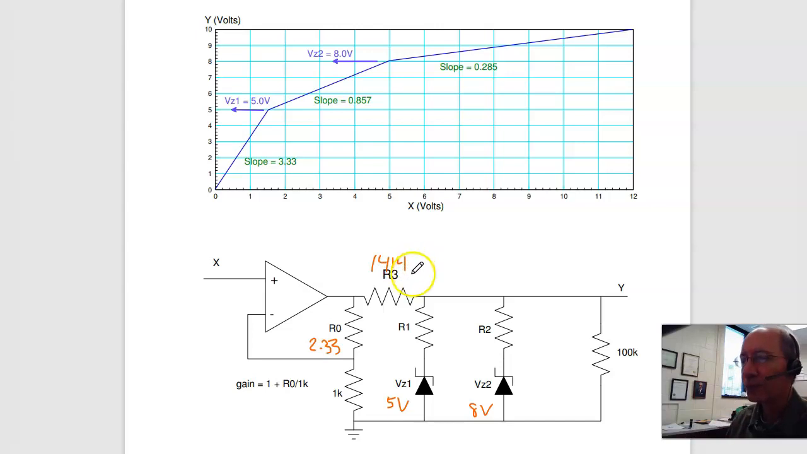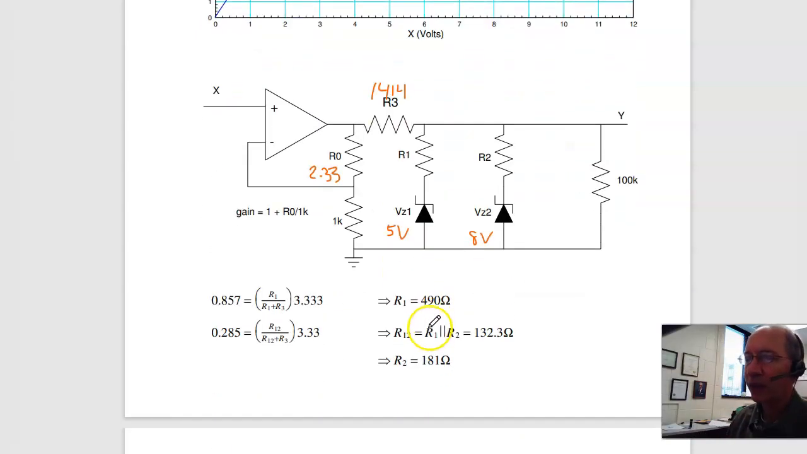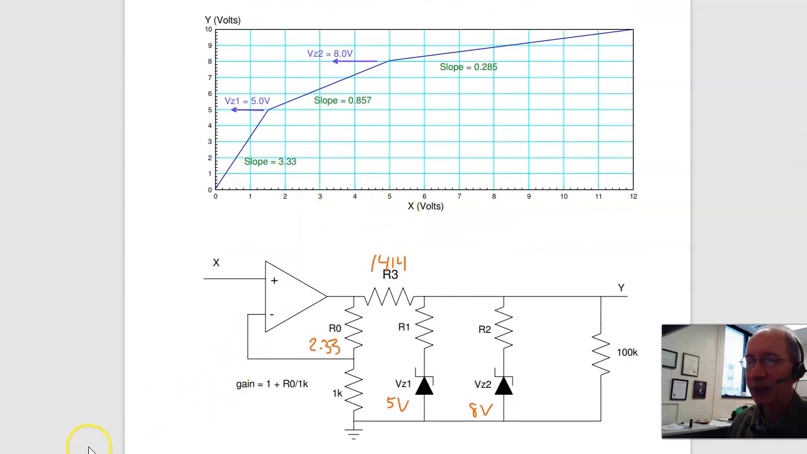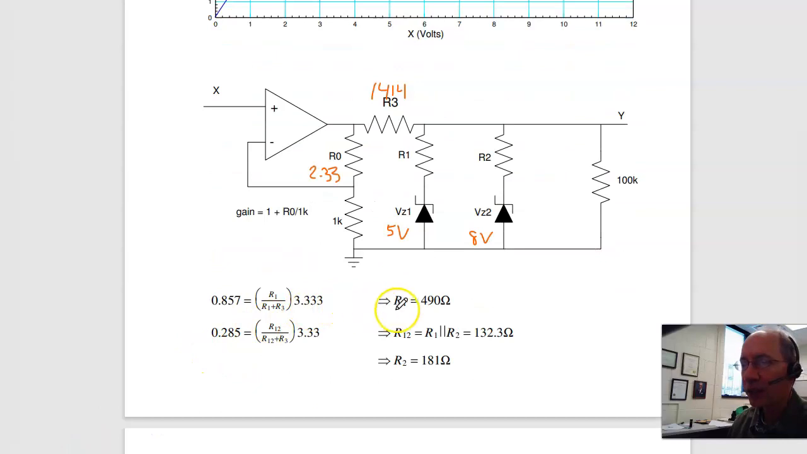Excuse me. I have a voltage divider. So by voltage division, it's R1 over R1 plus R3 times the gain of 3.33 is my slope, 0.857. Solving for R1, I get 490 ohms, so this is 490.